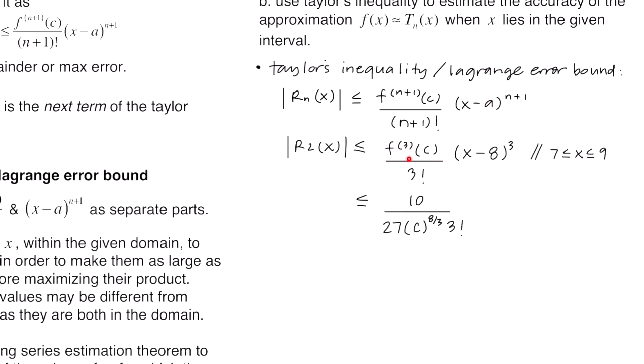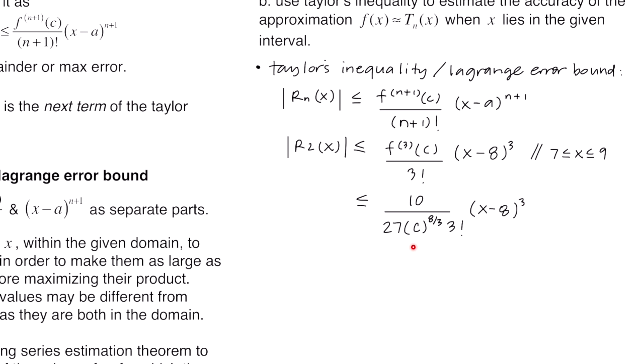So for this expression, we have 10 over 27 times x to the 8 thirds, but instead of x, we're using the letter c just to represent a constant that we're going to plug in. And then we're still dividing by this 3 factorial right there. And then I just dropped this x minus 8 to the third power down.